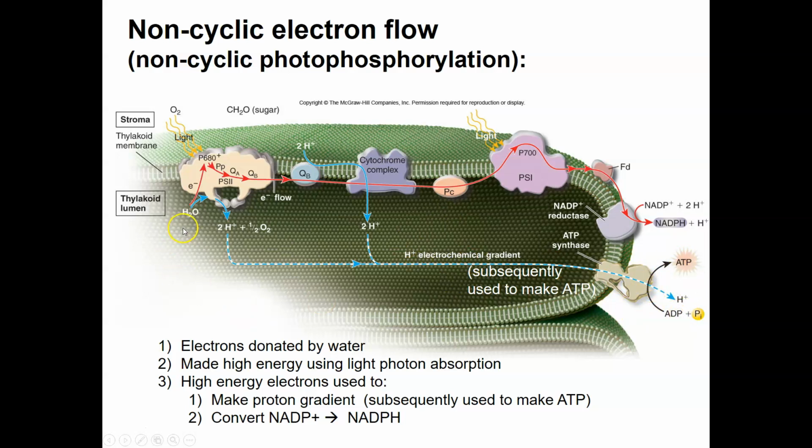Again, those electrons are originally coming from water, and we're exciting those electrons utilizing the energy taken from light. So it's important to keep in mind what exactly we are making here. We're making oxygen, we're making NADPH, and we are also making a lot of ATP. And this process produces similar amounts of ATP as well as NADPH.